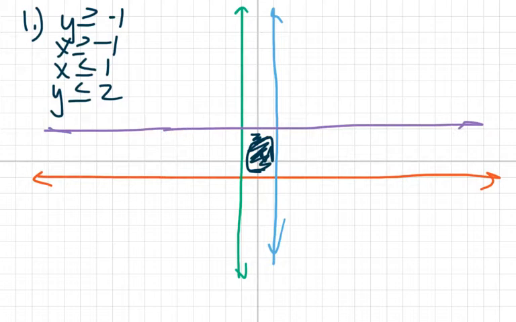Y is right here. Y is greater than or equal to -1, and so you're going to shade above the red line. X is greater than or equal to -1 means you're shading to the right of the green line. X is less than or equal to 1 means you're shading to the left of the blue line, and Y is less than or equal to 2 means you're shading underneath the purple line.